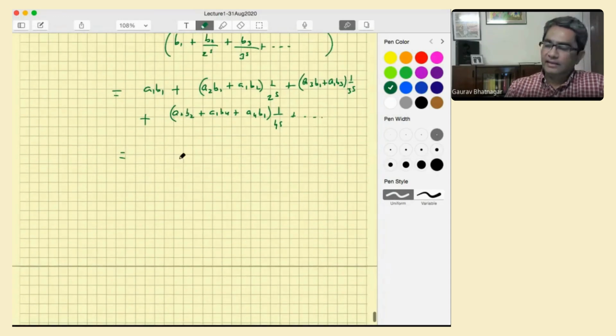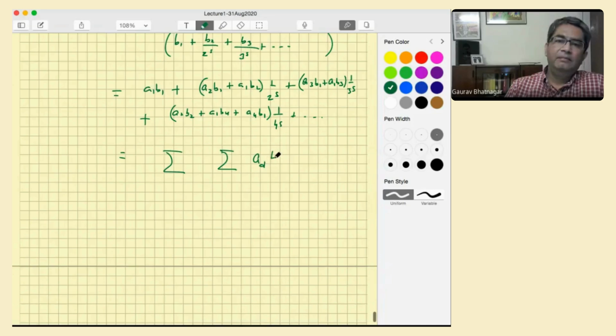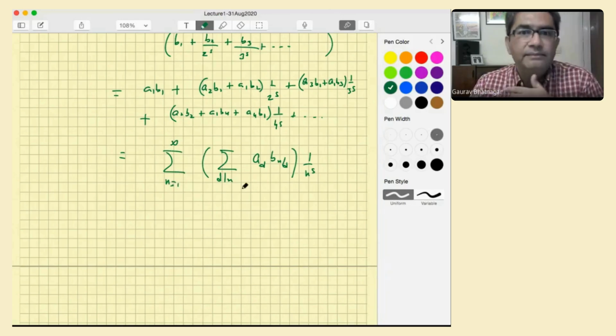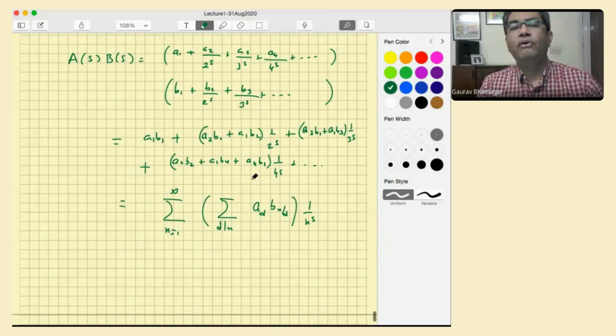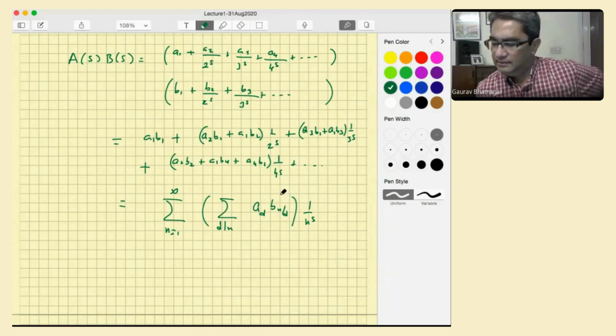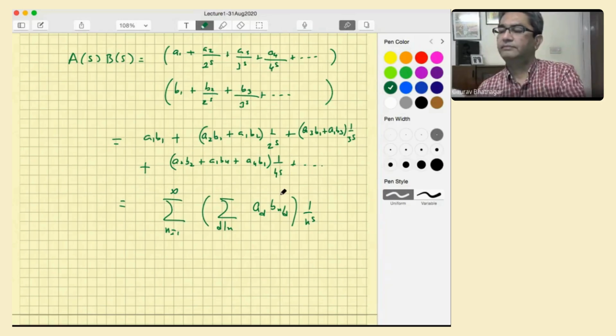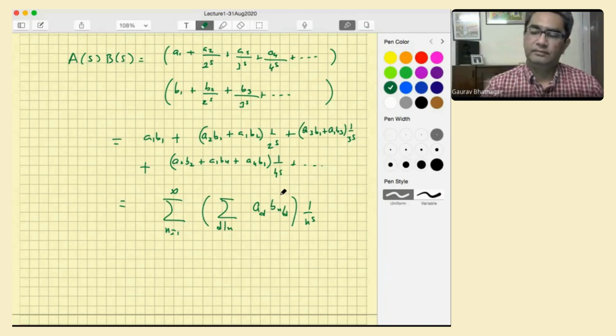So you get the idea. The idea is that it is the sum over d of A_d B_(n/d), where d divides n, times 1 over n^s. You get that? So each term inside is over the divisors of 4: 2 and 2, 1 and 4, 4 and 1. Yeah? Is this clear?